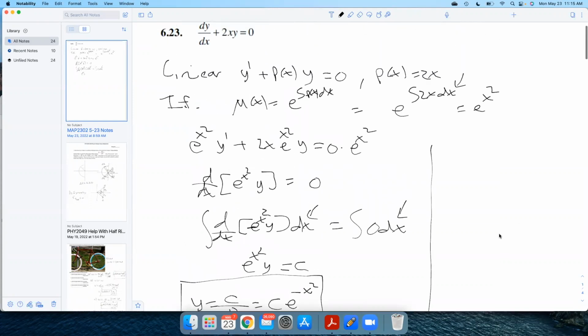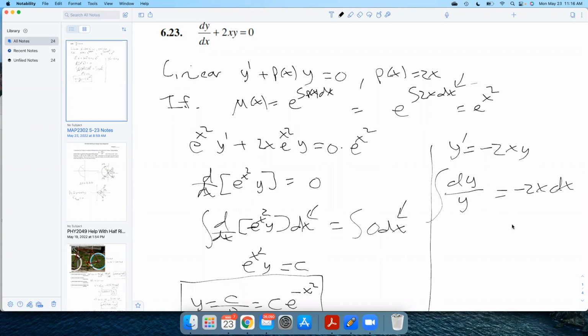Probably would have been less work. So I had y prime equals negative 2xy. If I move that guy right there to the other side, get all the y's on the left side, so dy over y equals negative 2x dx. Remember, that guy is dy dx, so I've kind of multiplied the dx up.